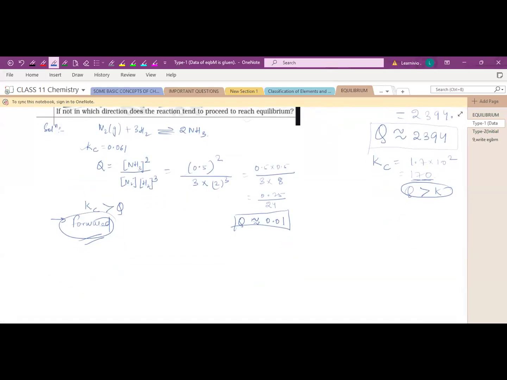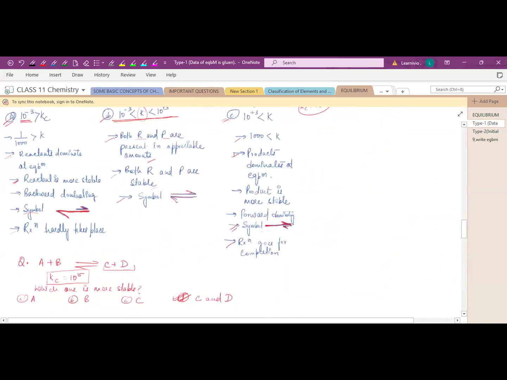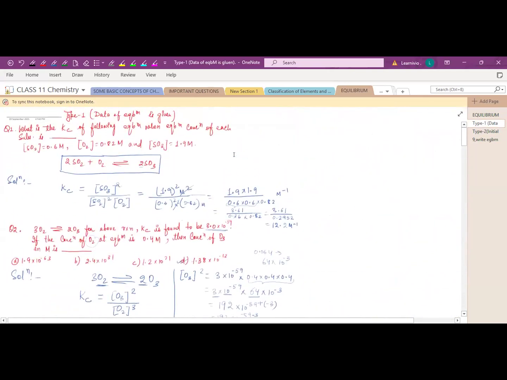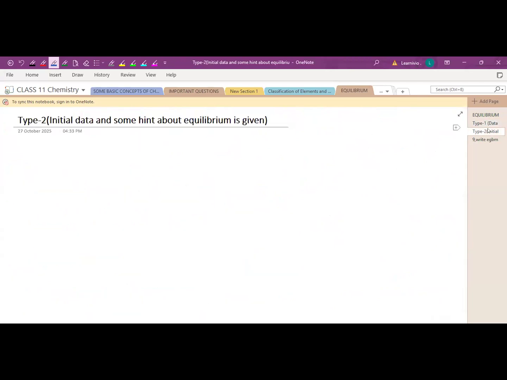Okay, so the next one, type 2 numericals. The first type we have done, in which the data of equilibrium should be given. The second type is when the initial data and some hint about the equilibrium is given. So type 2 numericals. Here, just write down the first question.